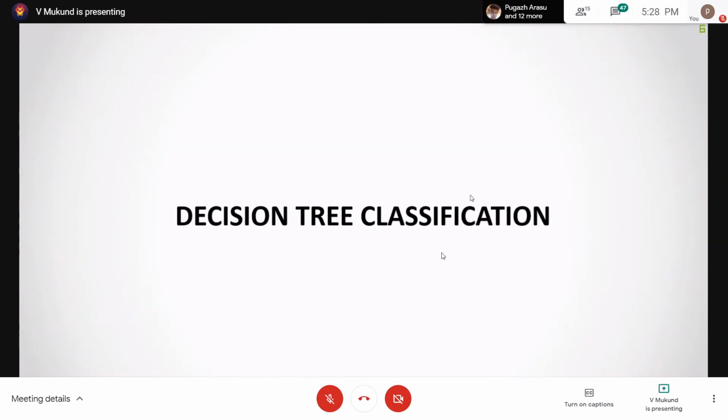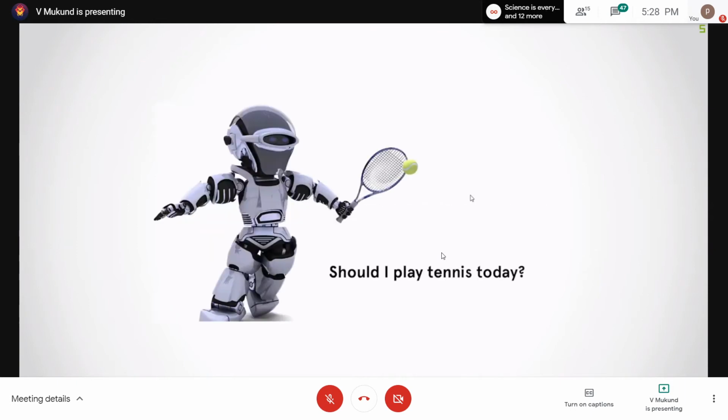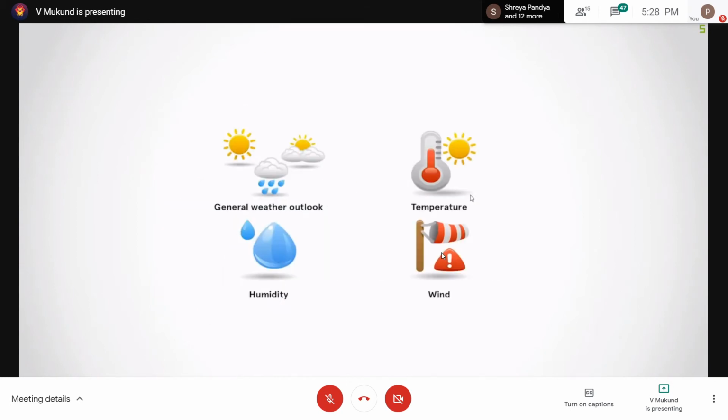So in the given course, we use a machine learning concept, and in this we use one called decision tree classification. So say I need to train a bot to tell me whether it is favorable to play tennis today. The factors that I need to work on are the general weather outlook, the temperature, humidity, and the wind. These are the 4 basic conditions that we need to check before the tennis match is held.